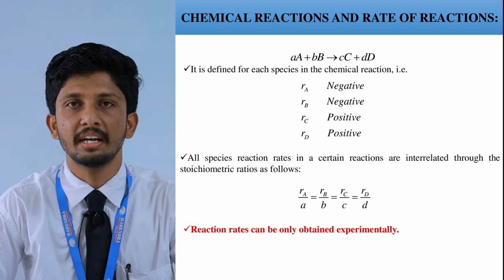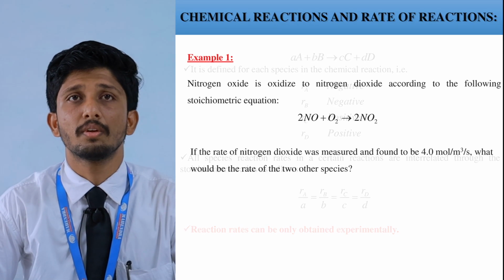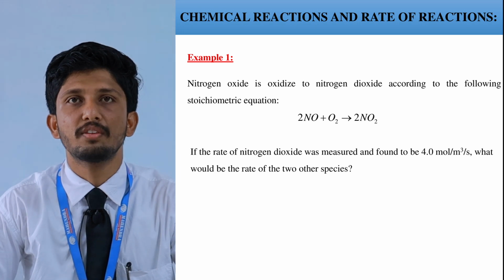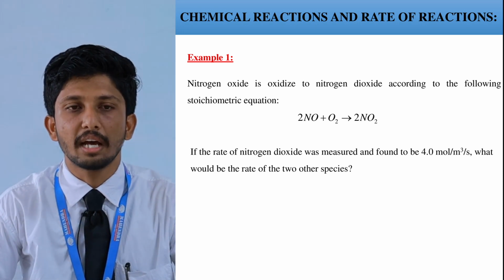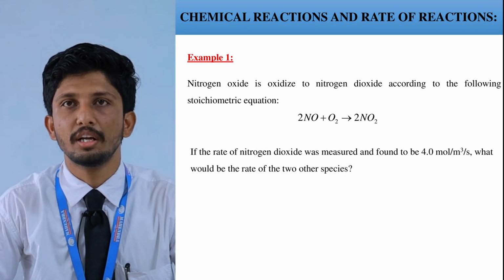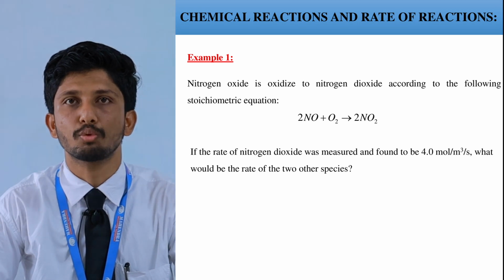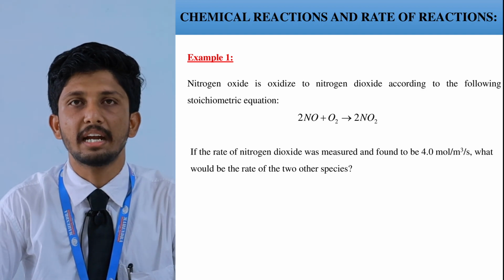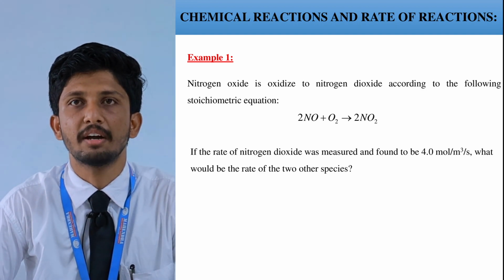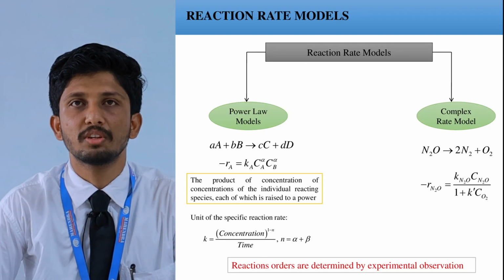This equation can be obtained experimentally for the reactant species. An example of this is nitrogen oxide being oxidized to nitrogen dioxide according to the stoichiometric equation 2NO plus O2 gives 2NO2. If the rate of nitrogen dioxide was measured and found to be 4, what would be the rate of the other species?